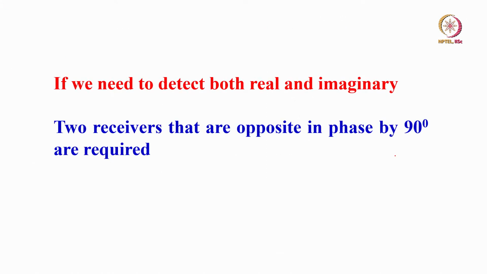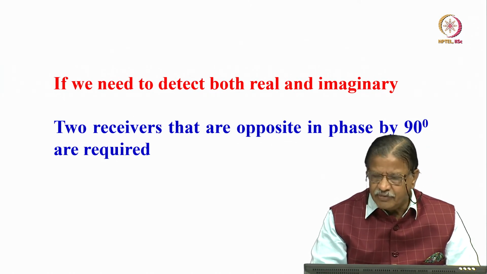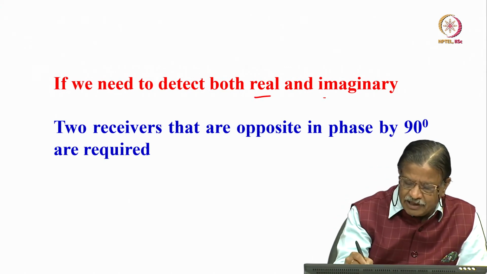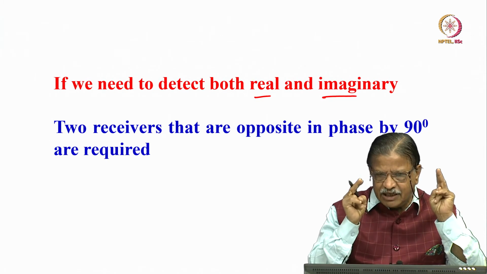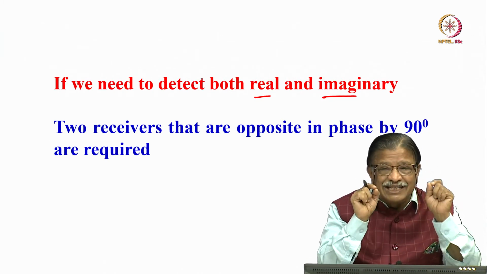Okay. So, now you may ask me a question, I need to detect both the signals. How do we do that? Of course, in NMR that is what is done. We detect both the real and imaginary part of the signal. That means we have two receivers that are kept in opposite phases by 90 degree that we require. This is called quadrature detection.